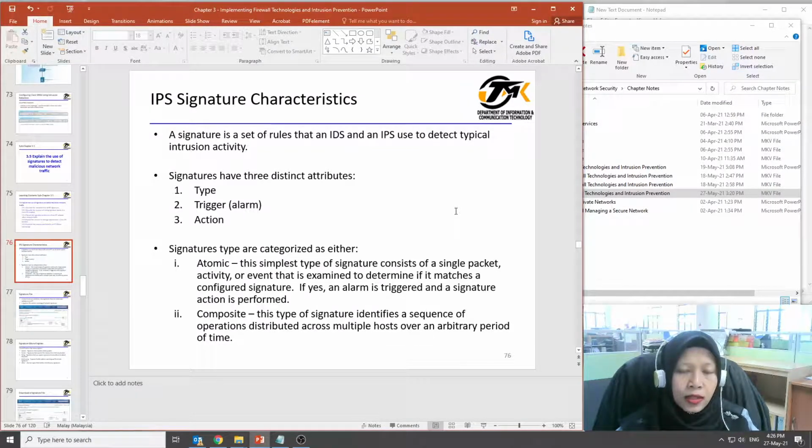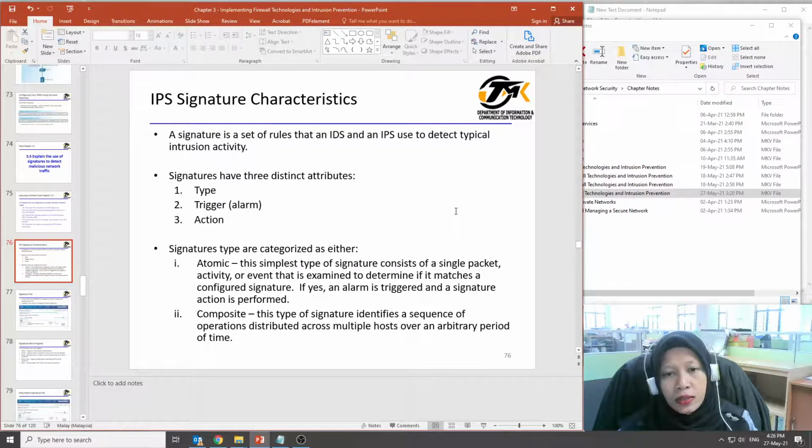So basically, a signature is a set of rules that an IDS or IPS uses to detect typical intrusion activity. If there is no signature, it will be difficult for IDS and IPS to detect the attack and to prevent the attack. So they must have a baseline so that the IDS and IPS can detect. So we use a signature.